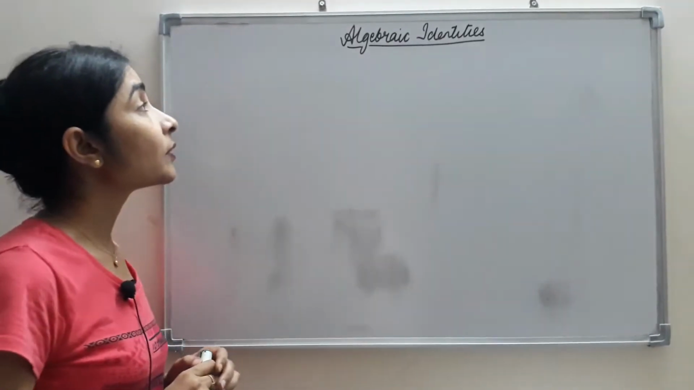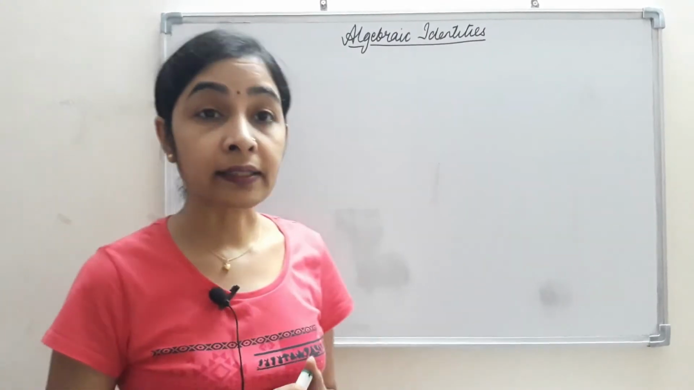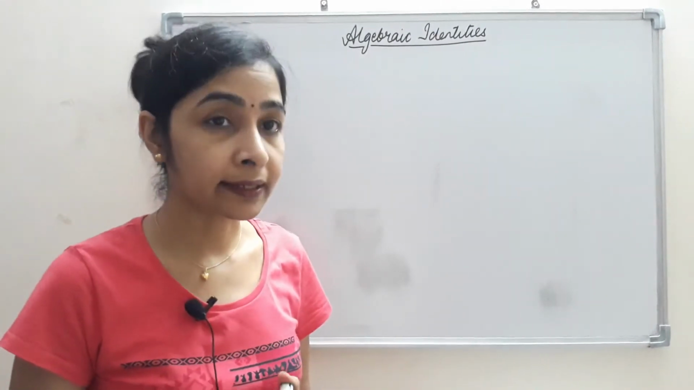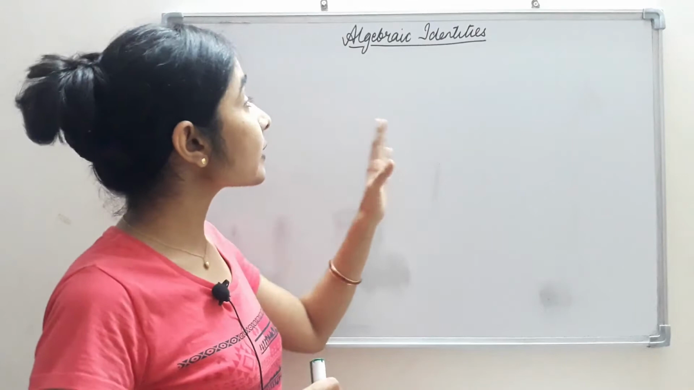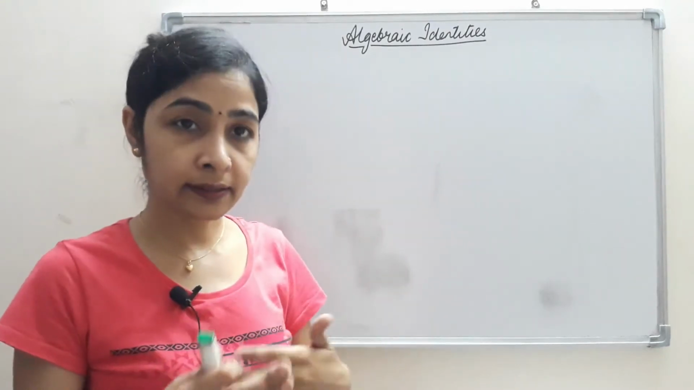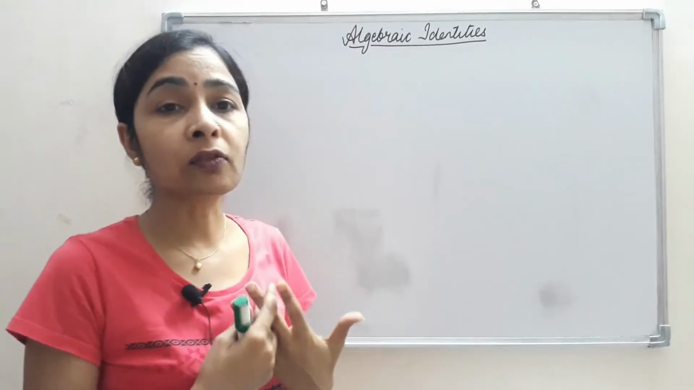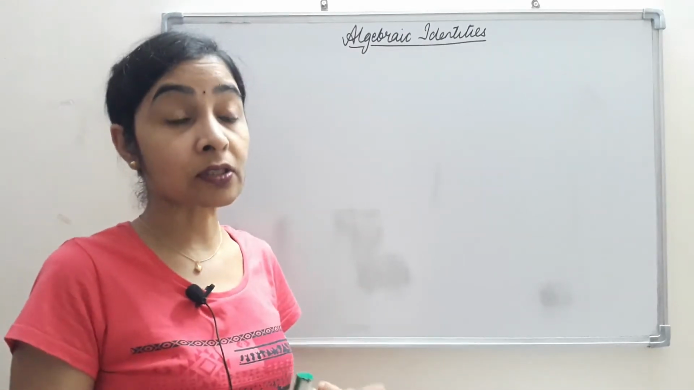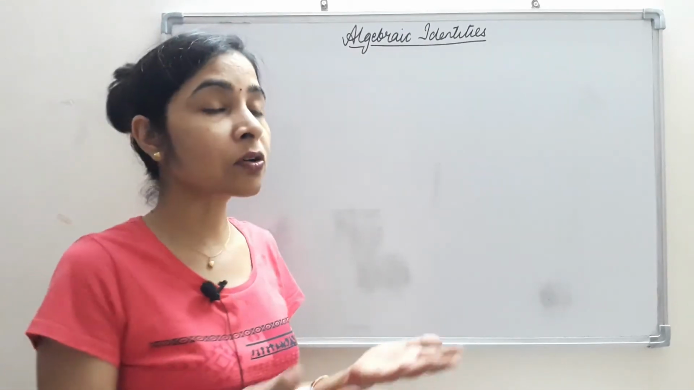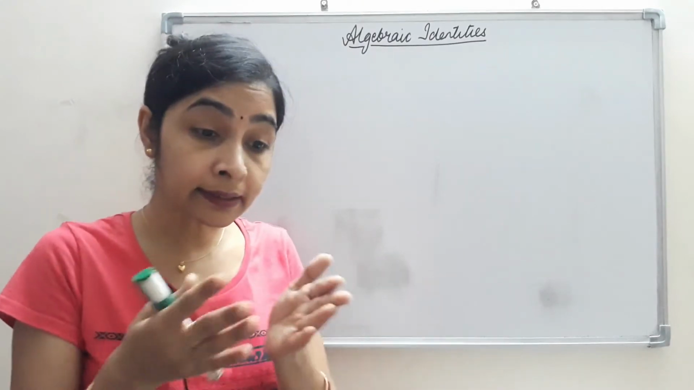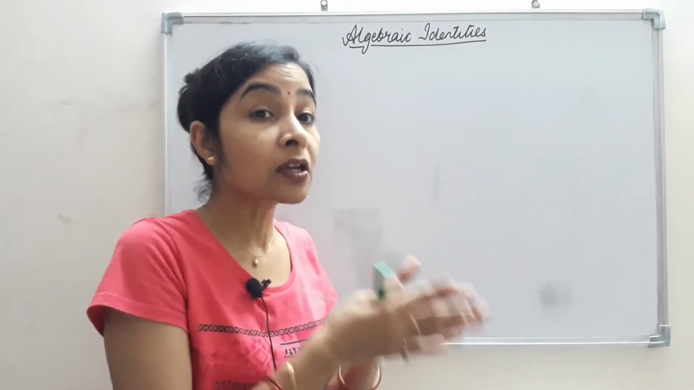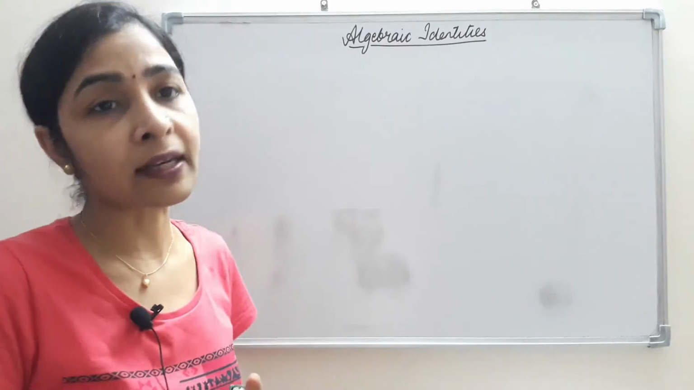Now, starting with algebraic identities, what are actually identities? Identities are equalities. They are a kind of equality, so they are equations. There is an equal to sign in between, so we can also call it an equation or equality. So identities are equalities or equations which are true for any value of variables.